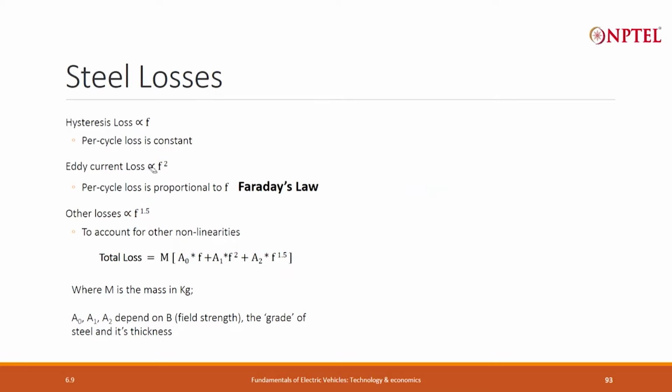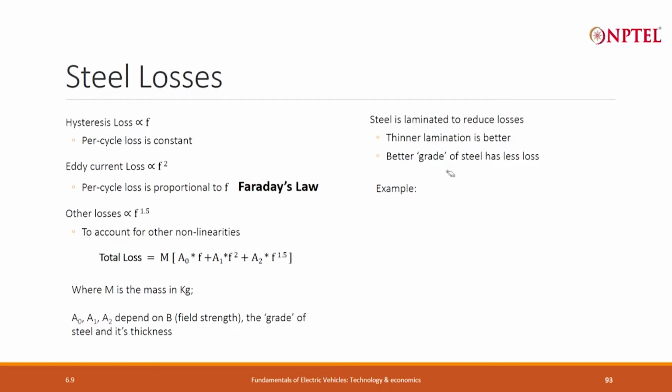So, now these numbers A0, A1, A2 depend, on the one hand, upon the field strength which comes from the magnet, and also upon the grade of steel and the thickness of the steel. Already we discussed that if the steel is thinner, the resistance becomes more, so you will have less losses. So, on all of these things it will depend. What we know is that we laminate the steel in order to reduce the losses. The thinner it is, the better it is, and if you use a better quality of steel, which is called the grade of steel, then also you get lesser losses.